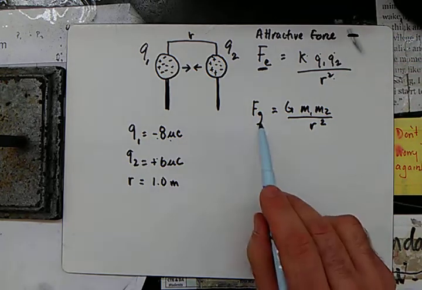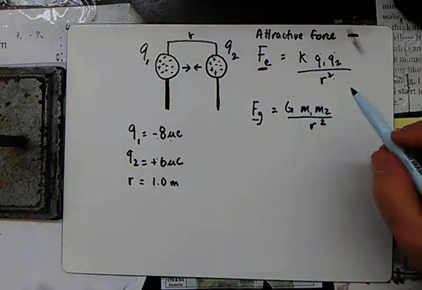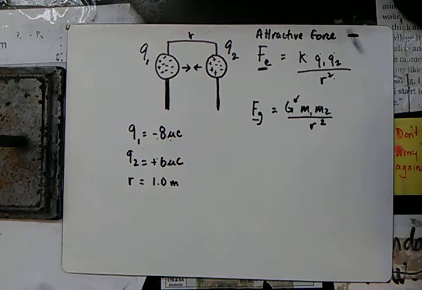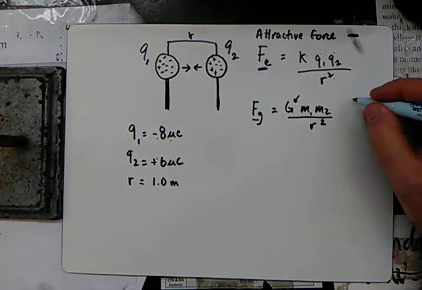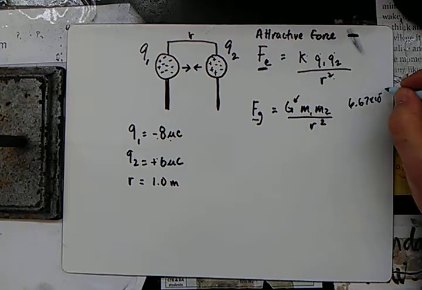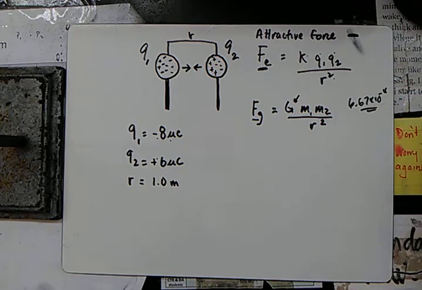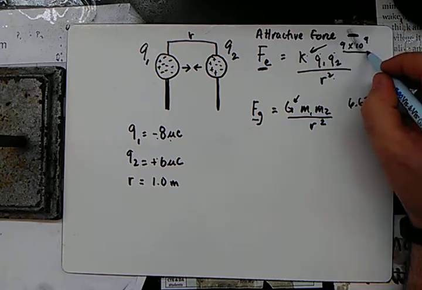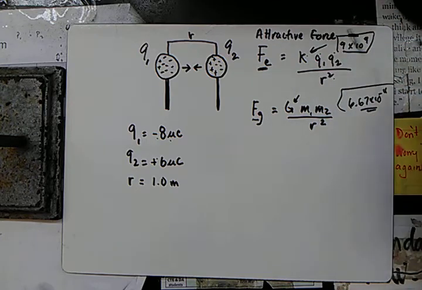Now notice how familiar that looks to gravity, except gravity uses masses instead of charges. Gravity also uses a gravitational constant, which was a tiny number, and this here is a very large number. The difference is humongous between 6.67 times 10 to the negative 11th and 9 times 10 to the 9th. That's a big difference, but the formula is the same.